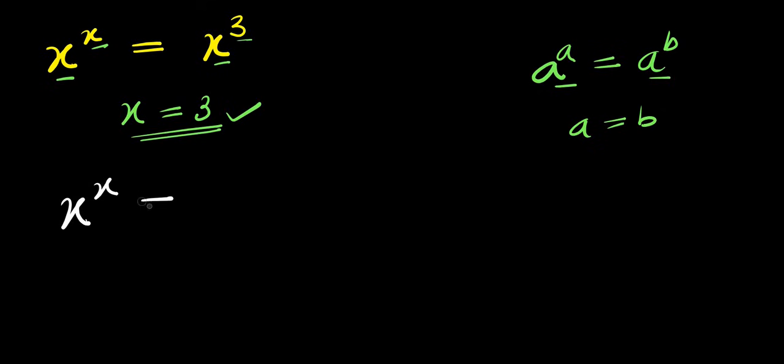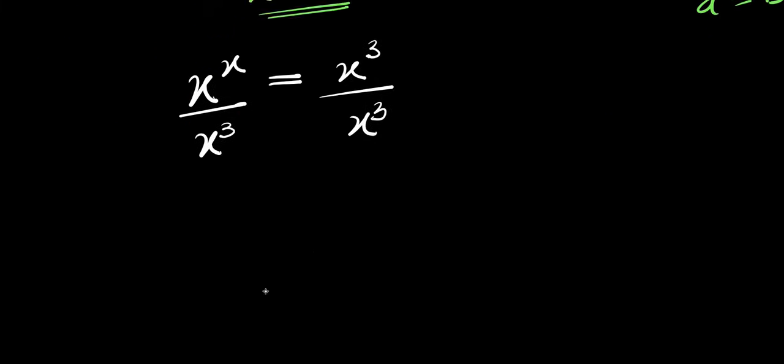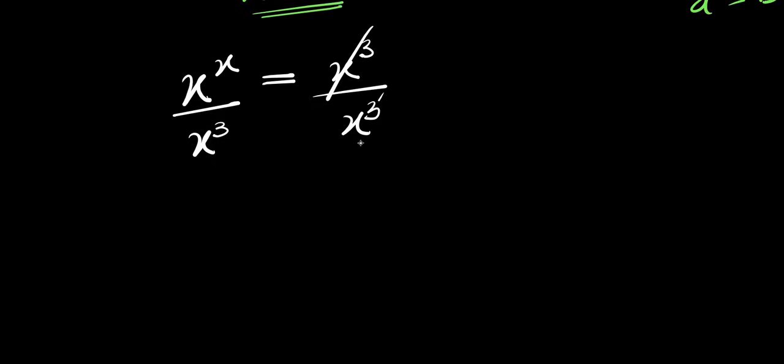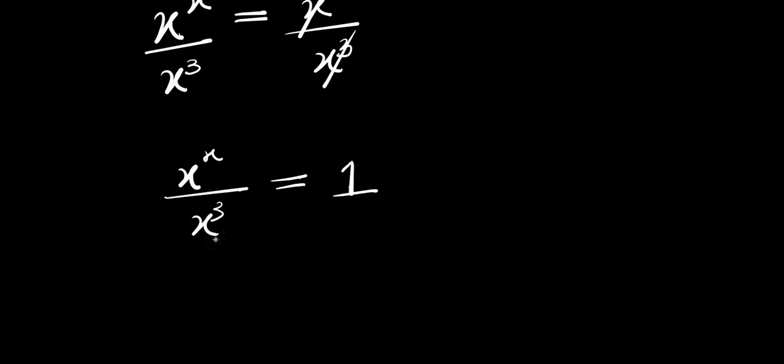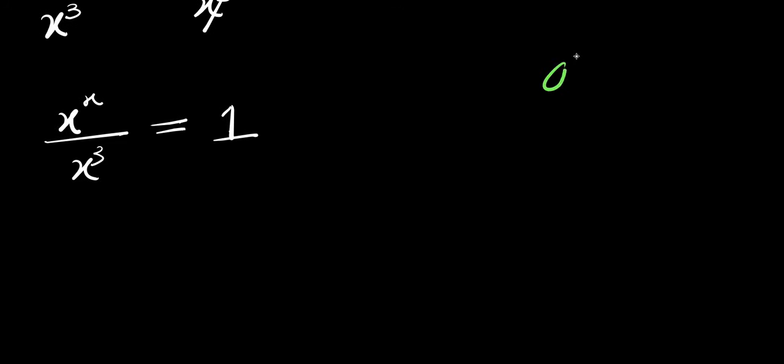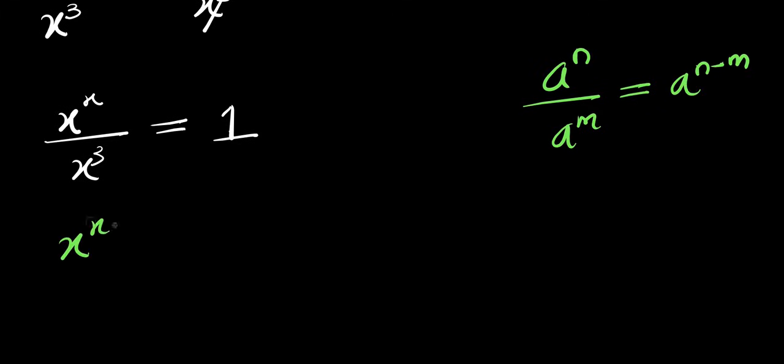We have x to the power x equals x to the power 3. What I'm going to do is divide this by x to the power 3 and divide this by x to the power 3. So x to the power 3 cancels x to the power 3. This x to the power x divided by x to the power 3 equals 1. Next step will be to apply this index law. If you have a to the power n divided by a to the power n, this equals a to the power n minus n. So this will be x to the power x minus 3 equals 1.